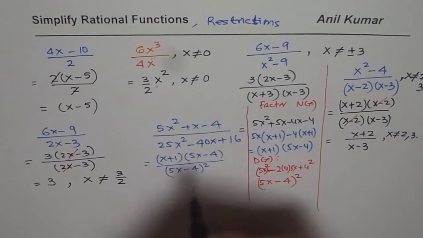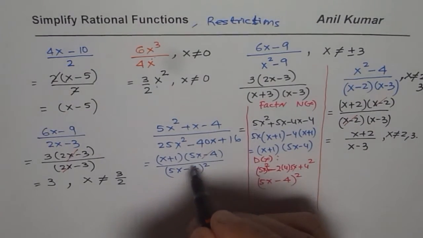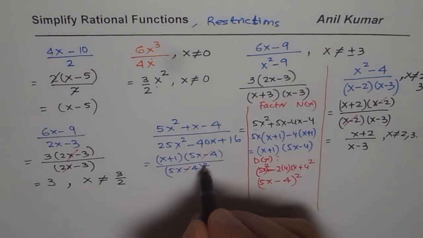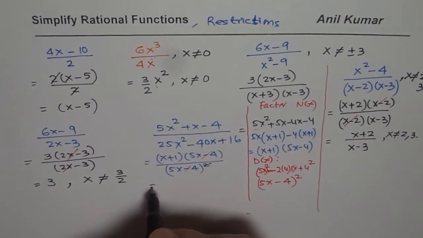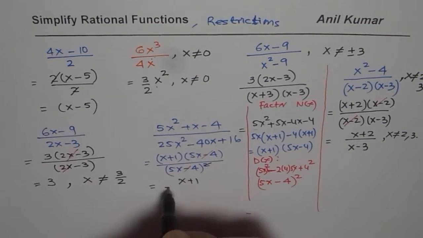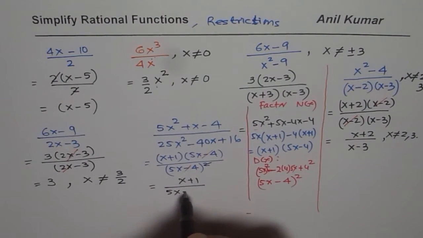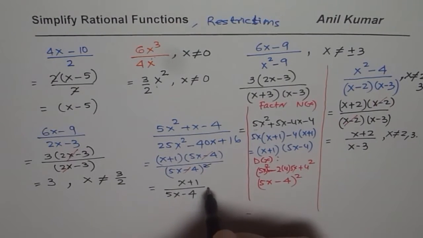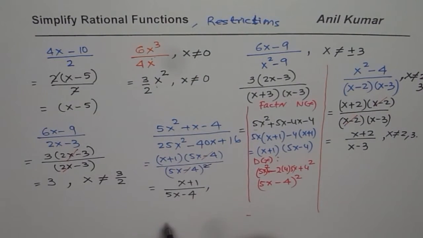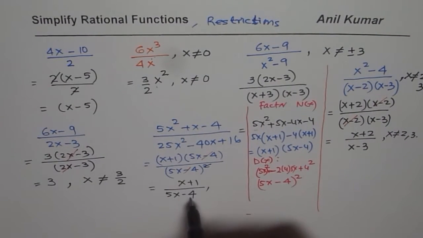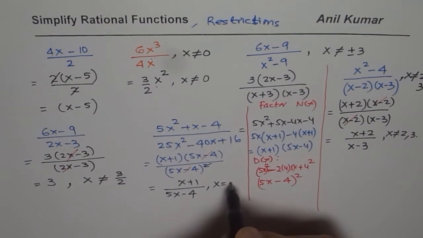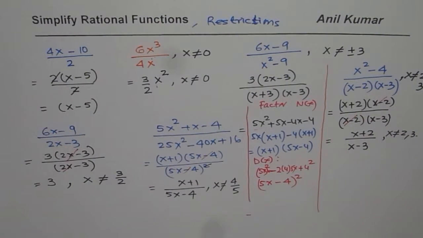Now this could be simplified. 5x minus 4, 5x minus 4 cancel. And so what do we get? I mean, only the one part. One of them remains, okay? So we get x plus 1 over 5x minus 4. Only one of the factors gets cancelled. But remember, you have to write restrictions. As in the original function, one factor got cancelled, but the other one's still there. So you can see the restriction also. X is not equal to 4 over 5 will be your restriction, right?